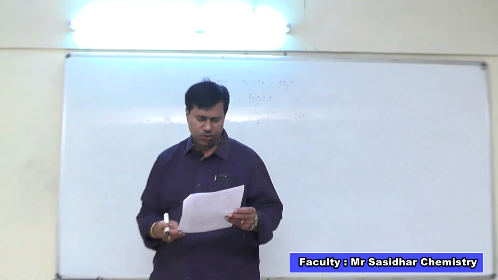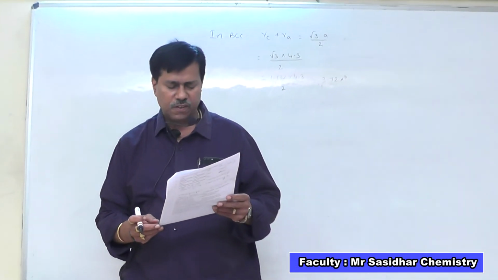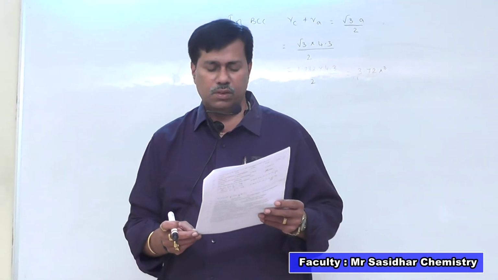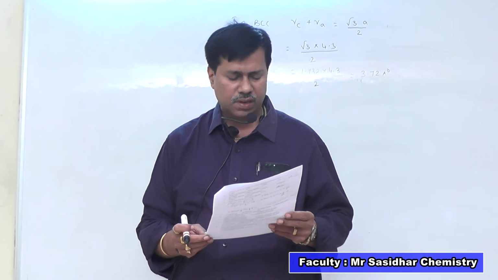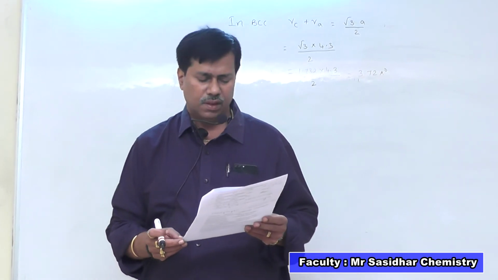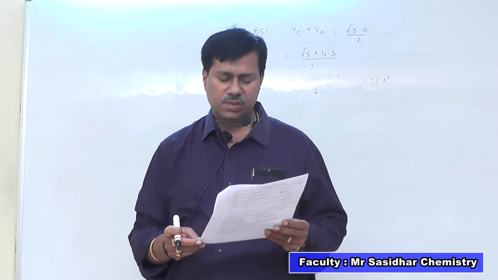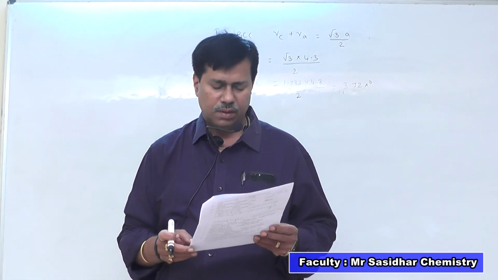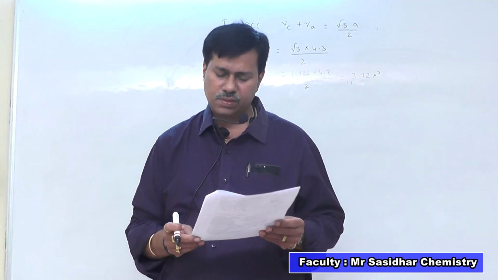So going to question number 47. Lithium crystallizes in BCC lattice. You are asked how many next nearest neighbors does lithium have. See, in BCC, nearest neighbors will be 8. Next nearest neighbors will be 6.